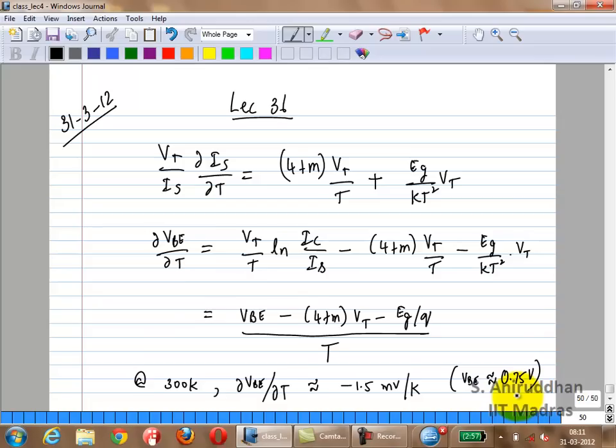Okay, at room temperature is very important, because note that the temperature coefficient itself is a function of temperature. Okay, so in other words, when you try to cancel it, there will always be some error. Okay, because this is not just a simple function of temperature.